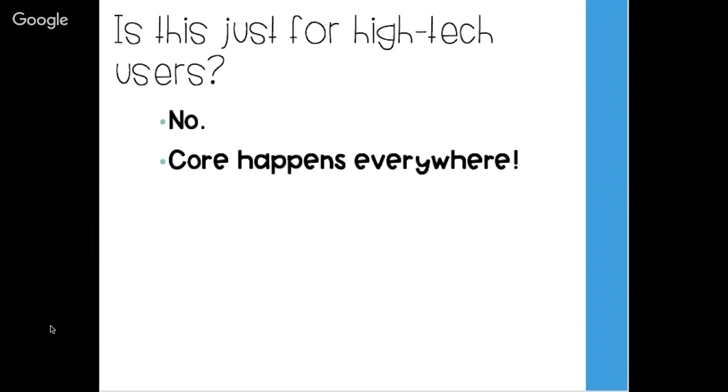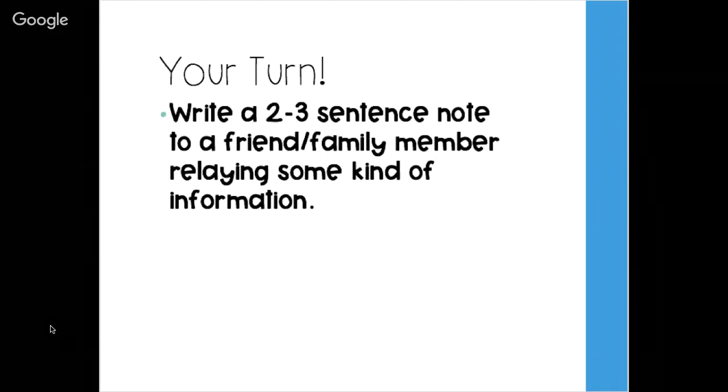So is this piece of information just for high-tech users? Absolutely not. Core vocabulary happens everywhere, across all ability levels, across all communication levels, in all the different kinds of methods. So no, this is not just a lot of information about kids who are using the latest and greatest high-tech devices.